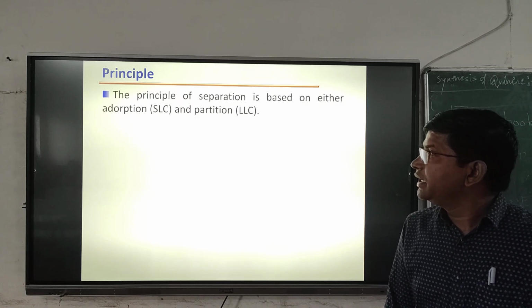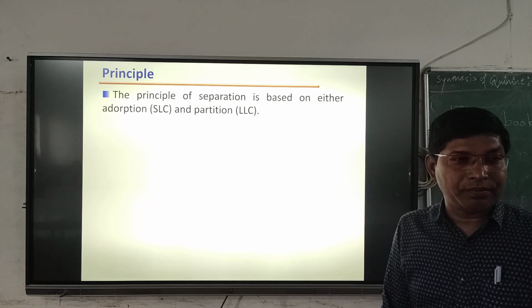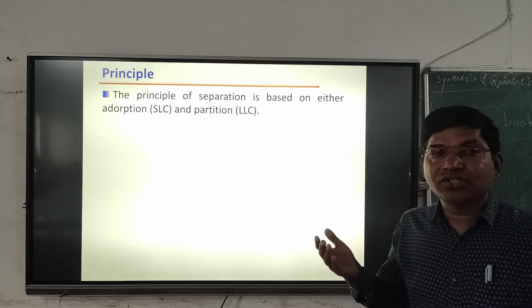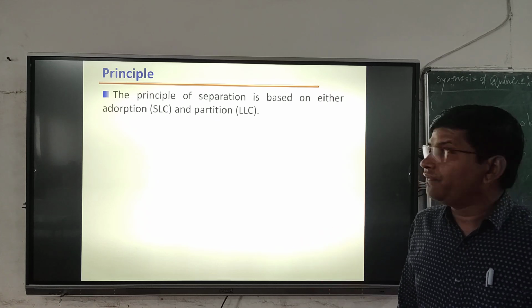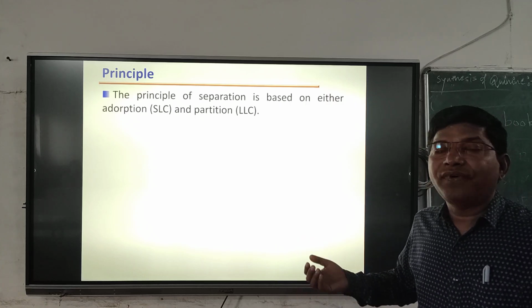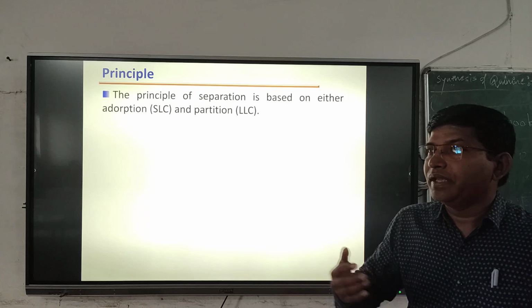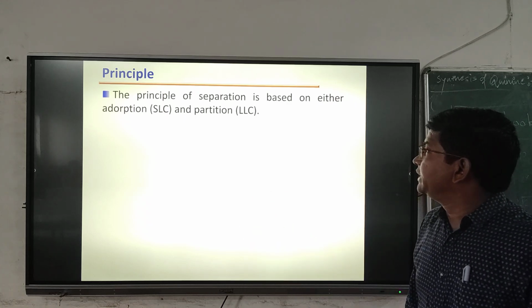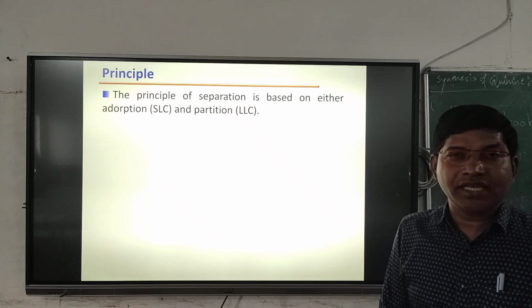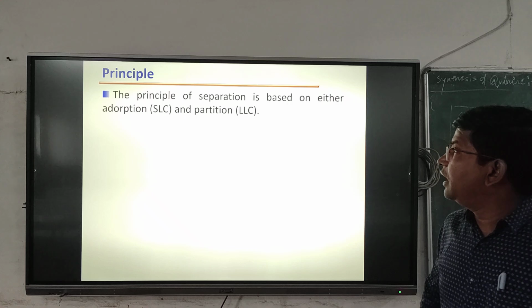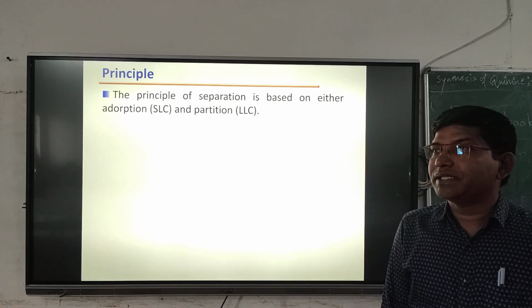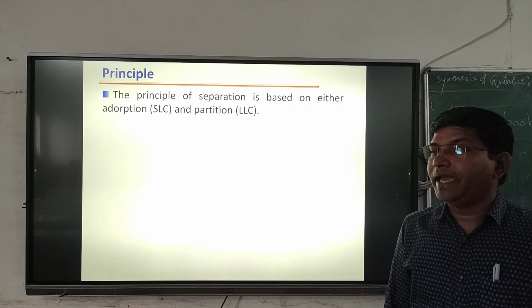Adsorption means the more a compound is adsorbed onto the stationary phase, the more slowly it elutes from the column, and the less adsorption capacity it has for the column, the faster it elutes and is detected by the detector. In partition chromatography, the stationary phase is a liquid as well as the mobile phase. This is the main principle of separation of a compound mixture in HPLC.